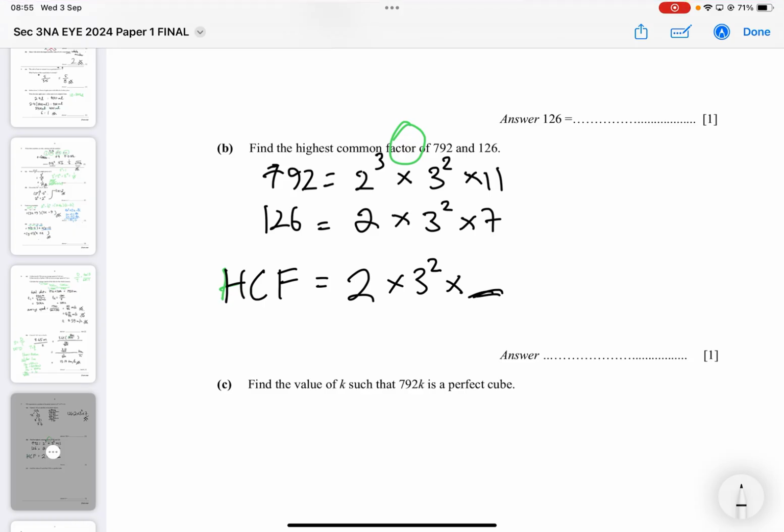11 and no 11, I should take no 11. Okay? So I also cannot take any 11. So the highest common factor is 2 times 3 square or 2 times 9 equals 18. Okay? Factor. So I must be very strict. Although it is the highest, I must take the smallest one. Smaller out of the two. Always is the smaller out of the two when we talk about common factor.